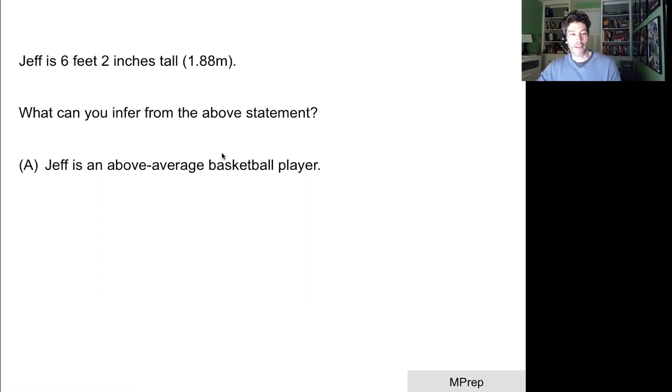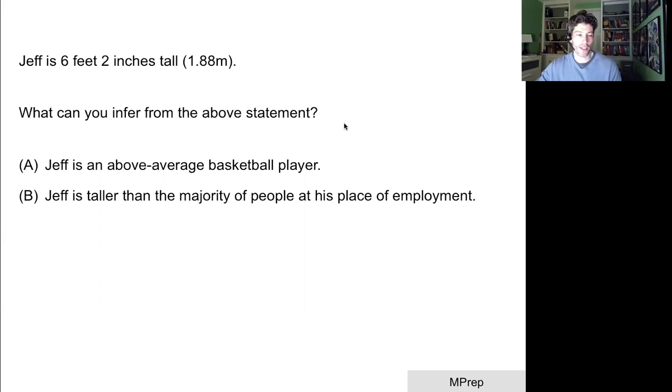You can't infer this on the GMAT, even though it's probably true. Chances are that it's true. That doesn't count for an inference on the GMAT. Let's take a look at another one. And I had a suggestion in chat that's along these lines. Jeff is taller than the majority of people at his place of employment. Does that have to be true?